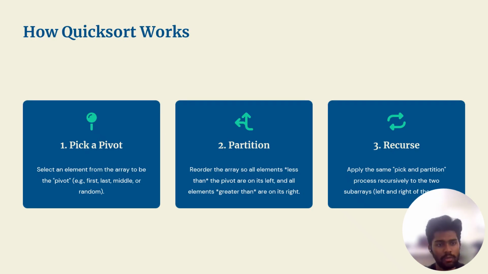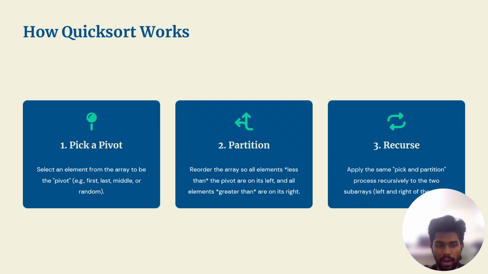Okay, now let's see how quicksort works. First, we have to pick a pivot. We select a pivot element. This could be the first element, last element, middle element, or even a random element. The choice of pivot is crucial because it determines how well the array gets divided. Think of the pivot as a dividing line that helps us organize the data.